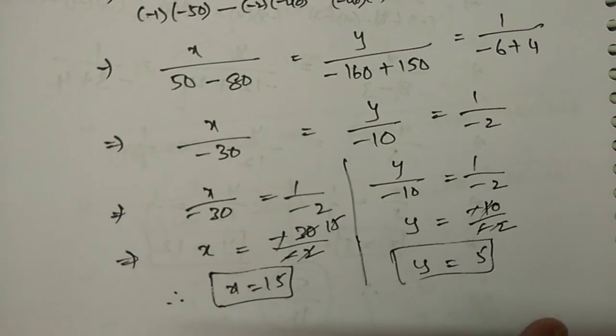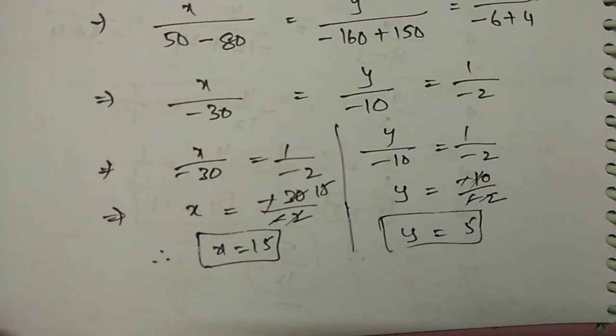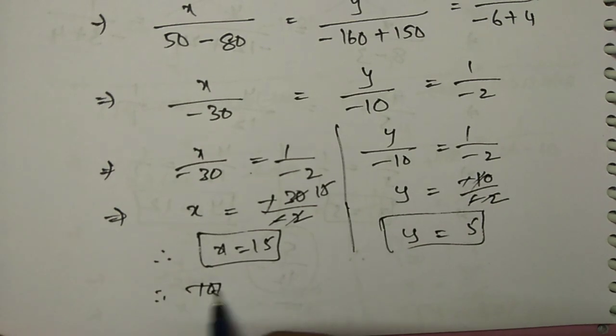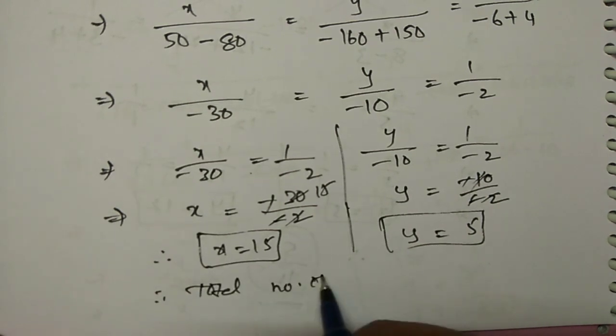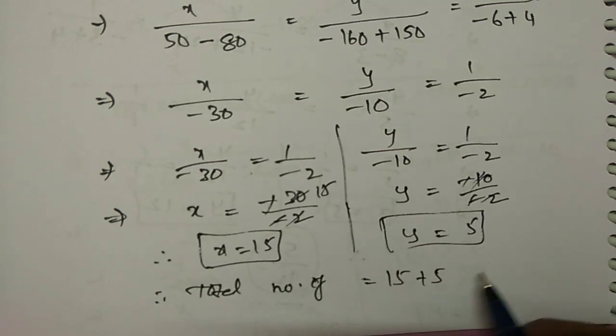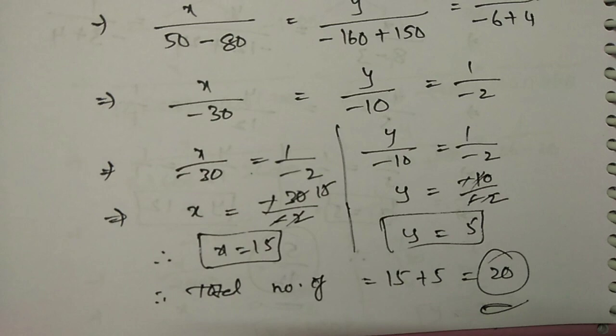That means the correct answer questions are 15 and wrong answer questions are 5. Therefore, total number of questions in the question paper were 15 plus 5, 20 questions.